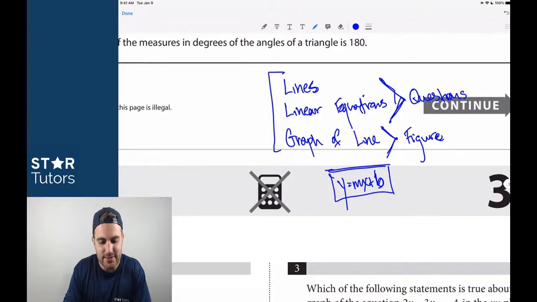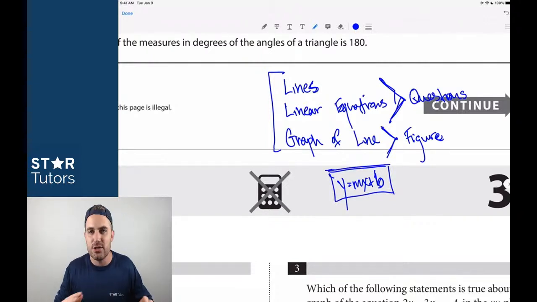That is the equation of a line. There's other ways to write the equation of a line, but that is a rules-defined way to write the line, and it's the easiest one as it applies to the SAT.